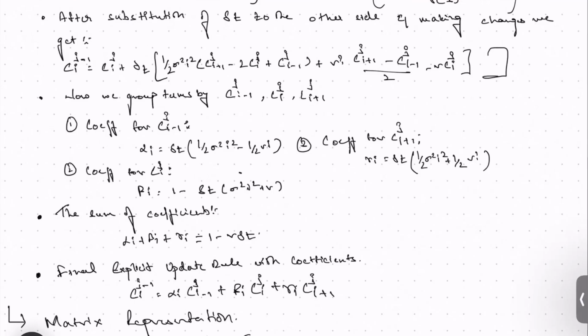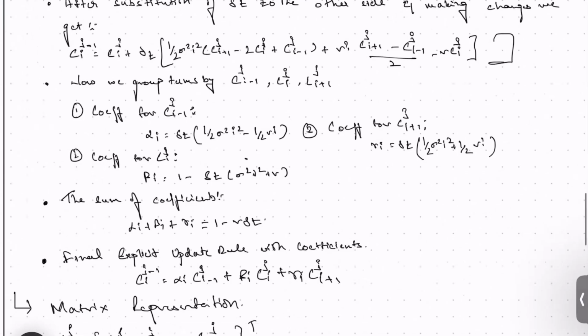After grouping terms by C_{i-1}^j, C_i^j, C_{i+1}^j, we get the coefficient for C_{i-1}^j as alpha_i equals delta t into half into sigma squared i squared minus half r i. And then we get the coefficient of C_i^j, which is beta_i equals 1 minus delta t into sigma squared i squared plus r. And we get the coefficient for C_{i+1}^j as gamma_i equals delta t into half into sigma squared i squared plus half into r i.